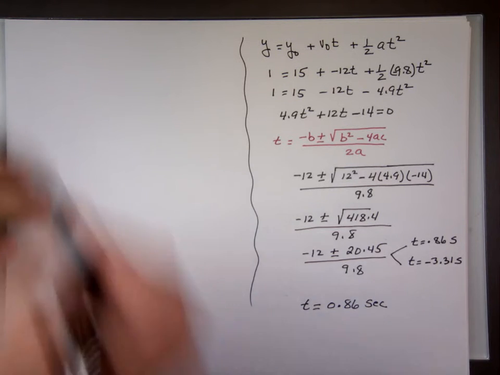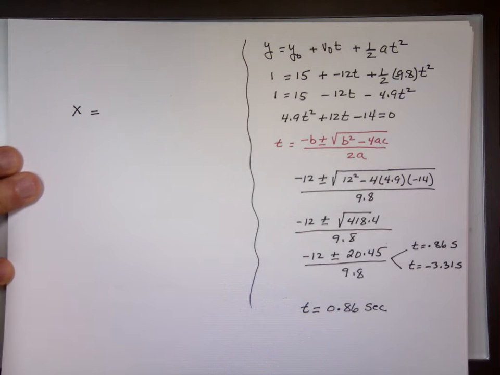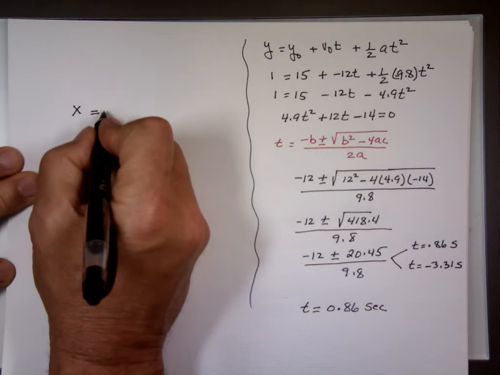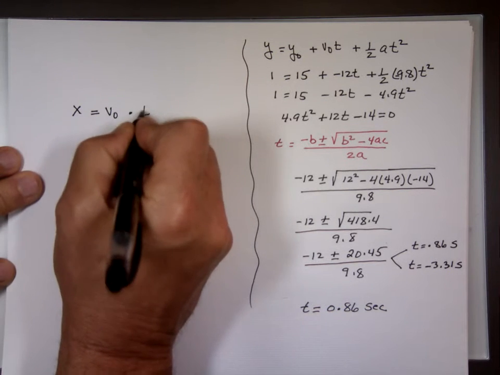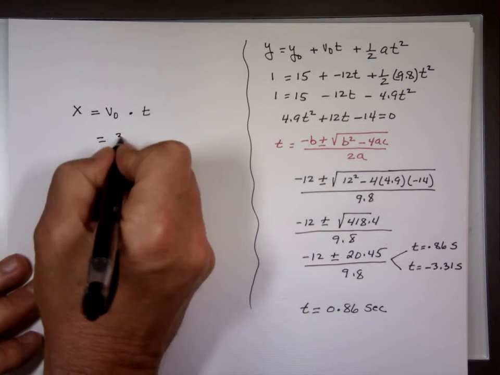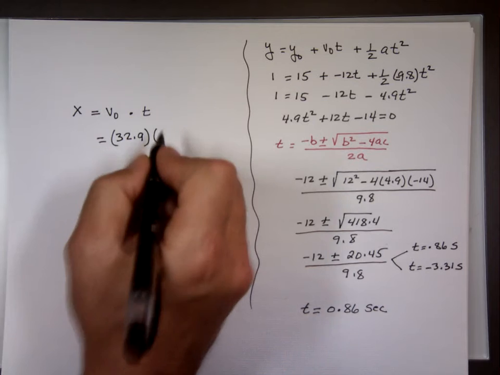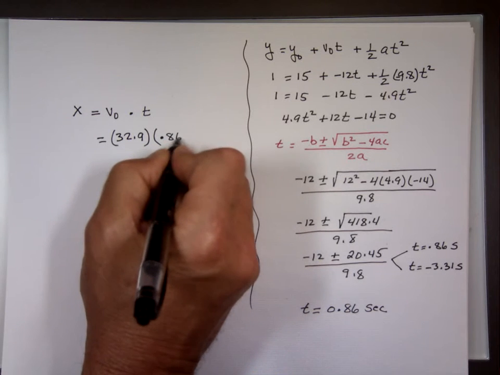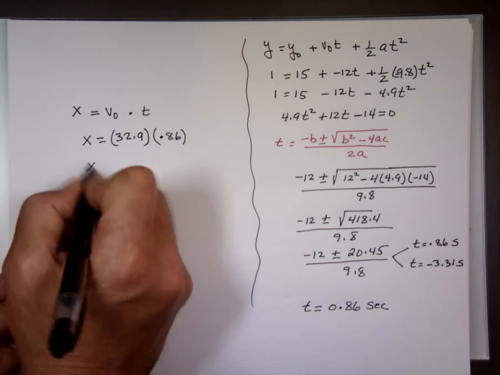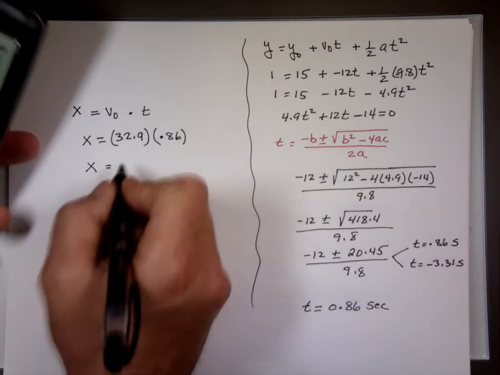Next question, what was x? X equals v0 times t. We know the initial velocity in the x direction. We calculated that one to be what? 32.9. We know the time, which is what? 0.86. I guess that deer was not that far. It's about 28.3 meters.